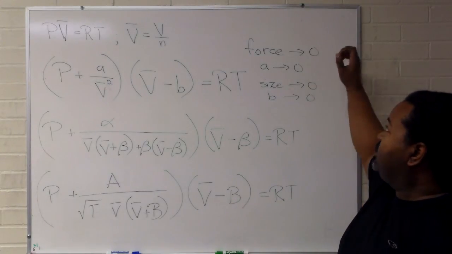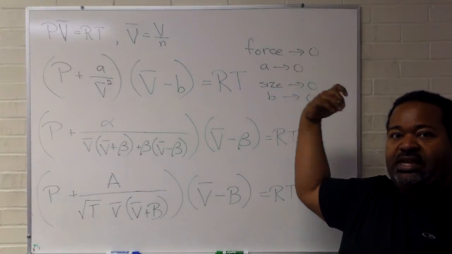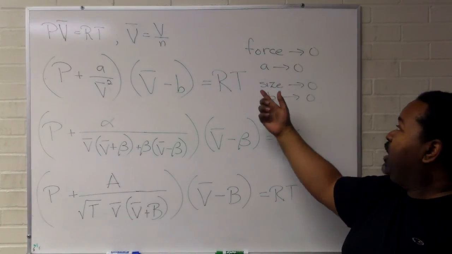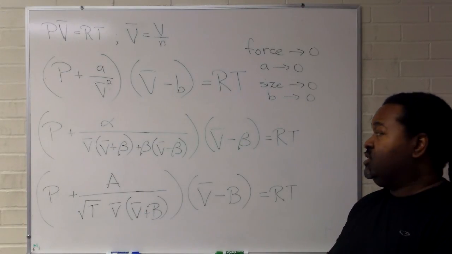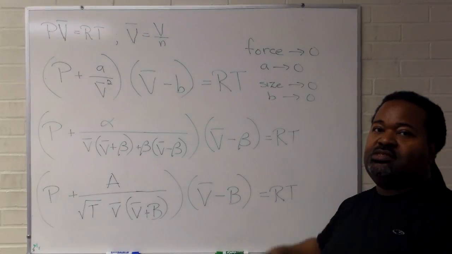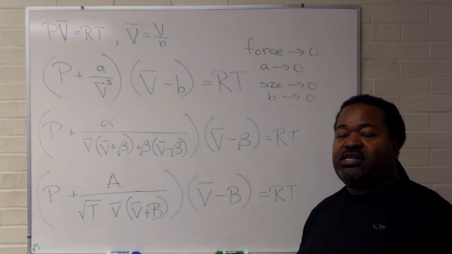So in every case, as the force between particles, that interaction, goes to zero, and as the size of the particles goes to zero, we revert back to the ideal gas law. So these extensions allow us the ability to have equations of state for real gas particles.